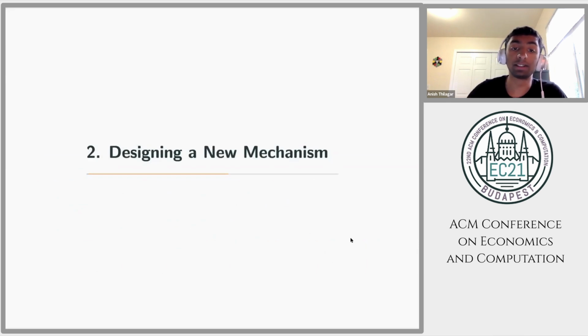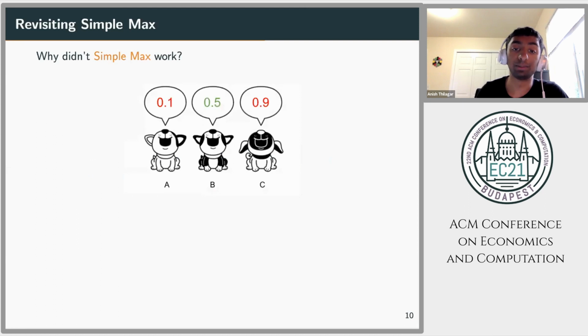To design this new mechanism, we'll first revisit simple max. So why are we revisiting simple max? In the non-strategic setting, where forecasters are just reporting exactly their true belief, simple max achieves the lower bound, which was log n over epsilon squared. So maybe there's some way to improve simple max slightly where we can still stay close to that lower bound. So let's look at why it didn't work to see how we could improve it.